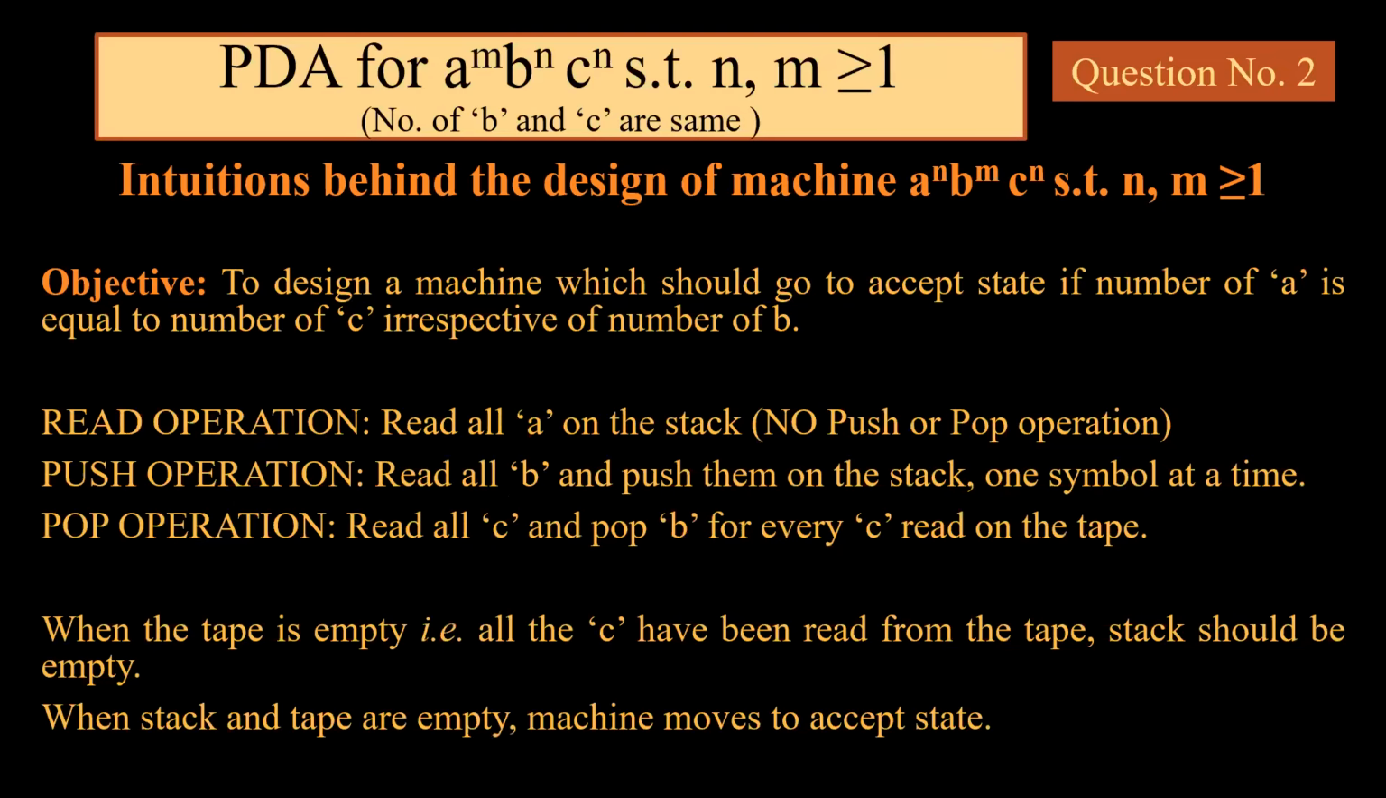Next we move to machine a^m b^n c^n. Entire logic remains the same. In this case, number of B should be equal to number of C irrespective of number of A. When we come across A on the tape, we won't perform any push or pop operation. We will just move the head of the tape one cell at a time towards the right. The moment we come across B, we will push them on the stack, and we will compare number of B pushed on the stack to number of C on the tape, and they should be equal.